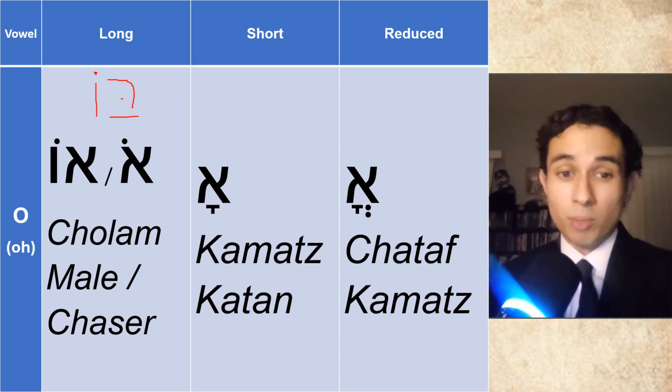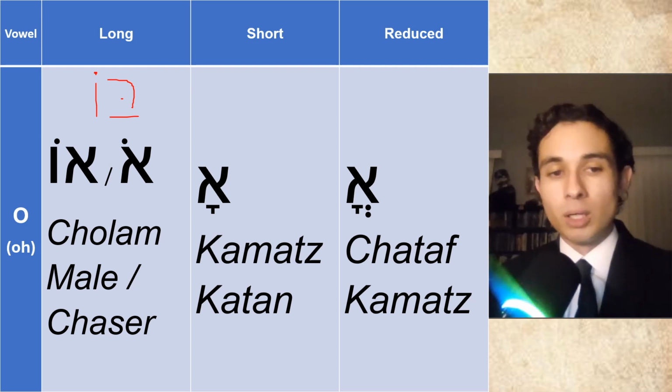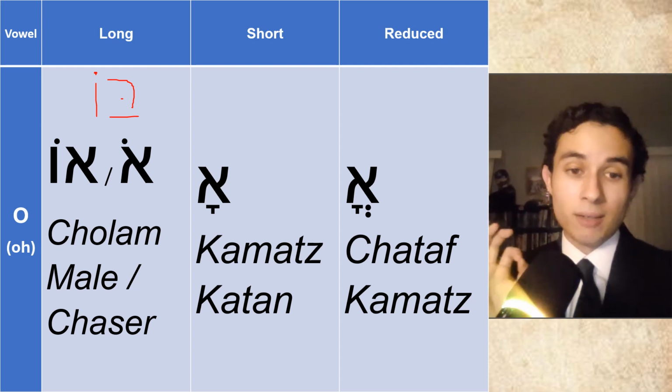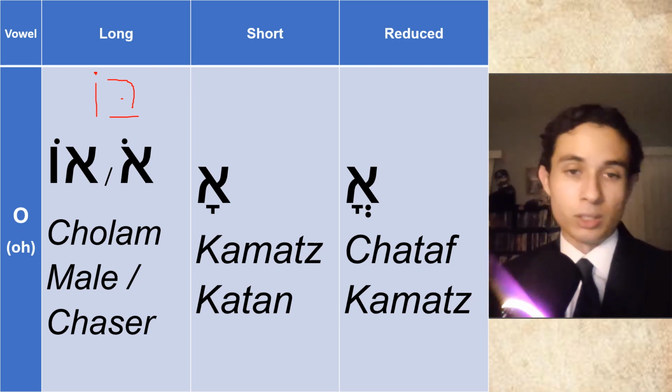It's simply a vowel marker, because with the presence of the vav, the cholam turns from a chaser to a maleh. This would be pronounced just bo, bo, bo. So you might be wondering, well, what about the vav? Don't I say bov, or don't I pronounce the vav at all? No, you don't pronounce the vav. When the vav is treated as a vowel marker, that's all it is, a vowel marker. You don't treat it as a consonant.